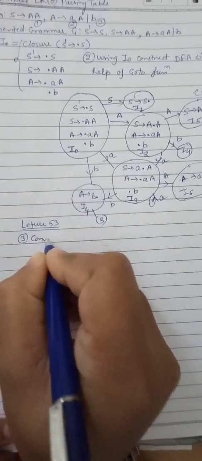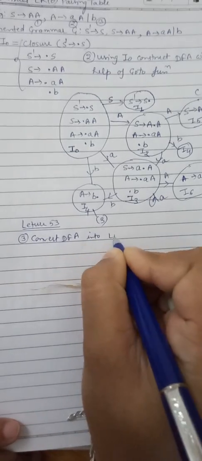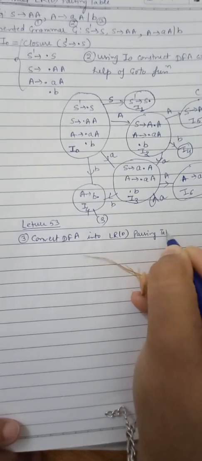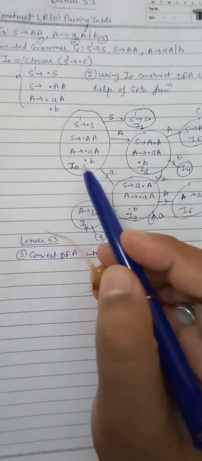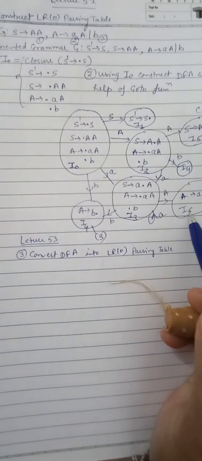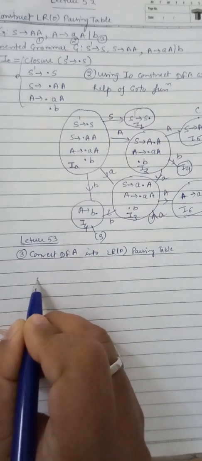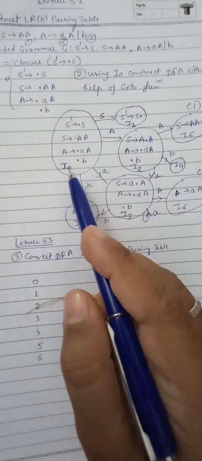Now we are going to convert this DFA into LR0 parsing table. So how many states do we have? Start from I0 and it will go up to I6. So we will write like this: 0, 1, 2, 3, 4, 5 and 6. This many states we have, from I0 to I6.